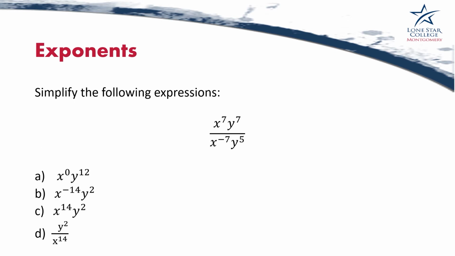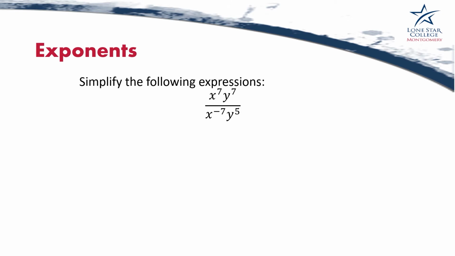All right, another exponent question. Simplify the following expression. As a reminder, because we're dealing with a quotient, we're doing division, you have to remember x to the m divided by x to the n is x to the m minus n. We're subtracting the powers.